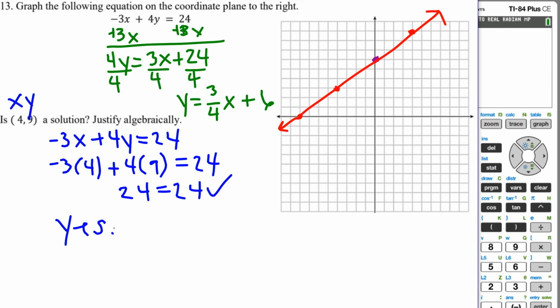Now, if it didn't specifically say justify algebraically, what you could do is visually check. So all solutions are points that lie on that line. So if I went over 1, 2, 3, 4, up 9, I would see right here that the point (4, 9) does lie on the line, which means it is a solution.